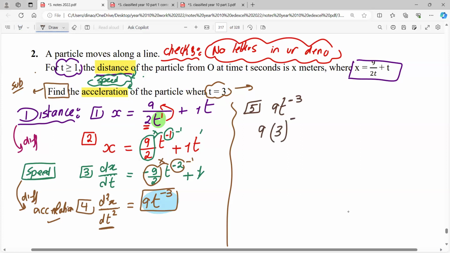So it will be 9 times 3 to the power of negative 3. That's it. And then on the calculator, 9 times 3 power negative 3, I'll get an answer of a third.